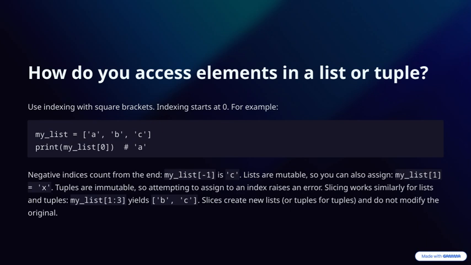Slicing works similarly for both lists and tuples. For example, my_list[1:3] gives us a sublist containing the elements from index 1 up to, but not including, index 3, which results in B. Remember, slices create new lists or tuples and do not modify the original data structures. And as an example, if we have my_list = ['A', ...], printing my_list[0] will output A. This highlights how indexing always starts at 0, making it straightforward to access elements directly.